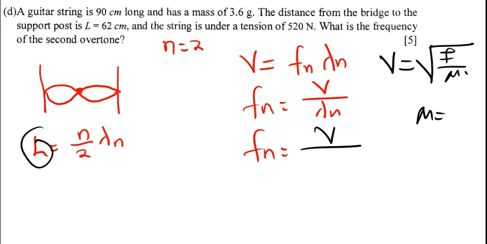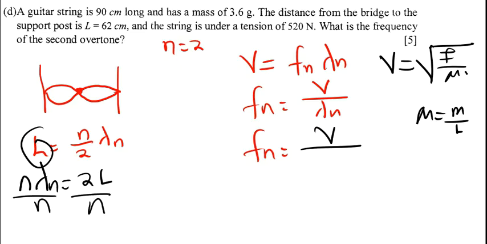Now the linear density is the mass divided by the length. This length is 90 centimeters because it's the length of the string of the guitar, but we have the mass. Now here I'm going to make lambda the subject of the formula. So lambda n is equal to 2L. Now I have n, sorry, because this is n. Let's divide both sides by n. These will cancel. Lambda n will be equal to 2L divided by n.